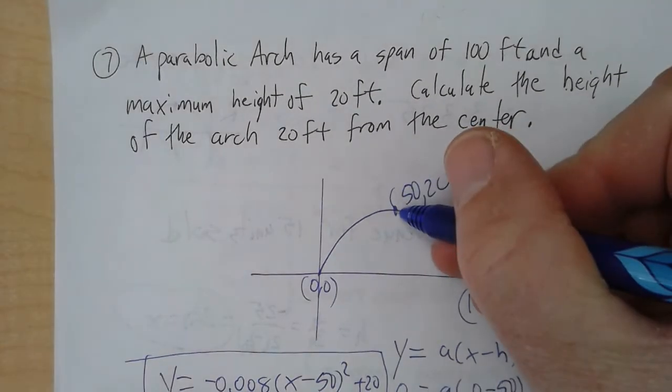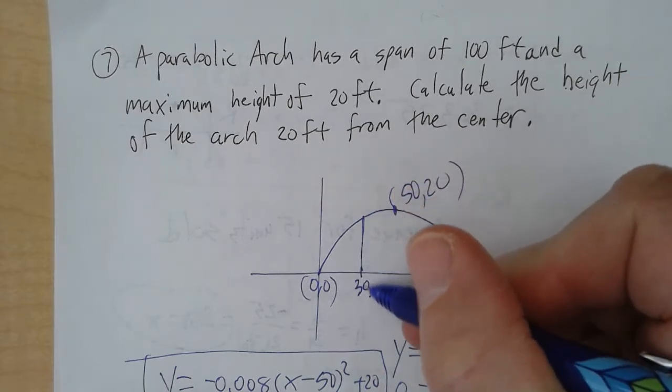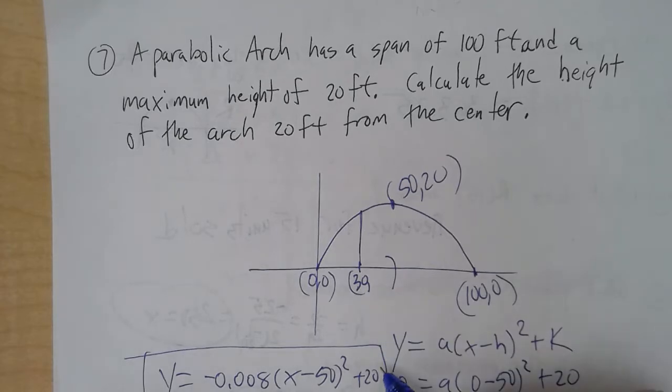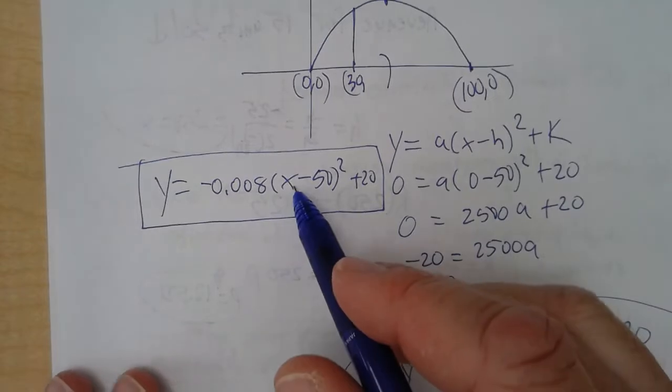Okay, now we want to calculate the height of the arch 20 feet from the center. So if I go over 20 feet, I'm really at the point 30 something. So I have to put 30 into the equation, not 20, because I'm going over 20 feet from the center.